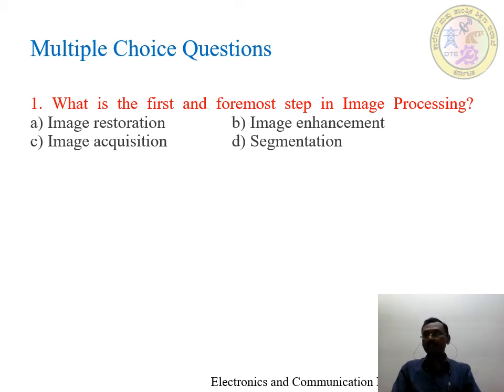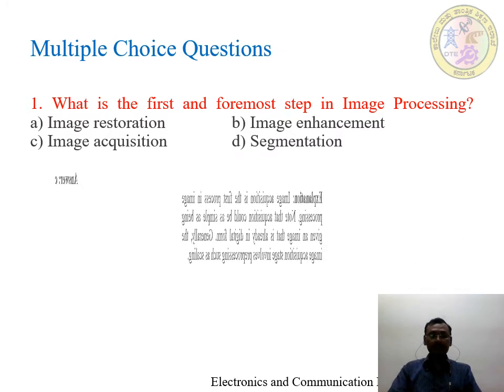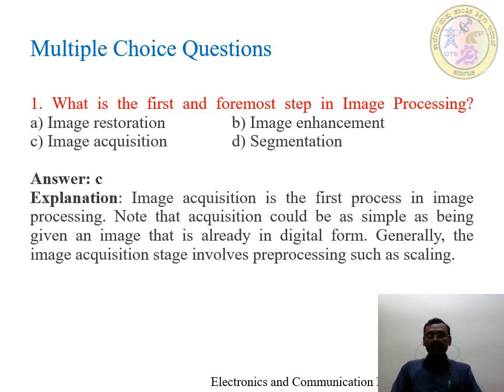Now let us consider some rehearsal questions. The first question is, what is the first and foremost step in image processing? Image restoration, image enhancement, image acquisition, segmentation. The answer is C, image acquisition. Image acquisition is the first process in image processing.